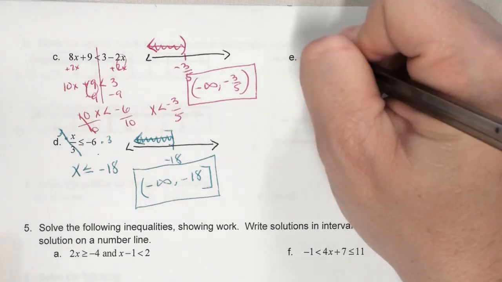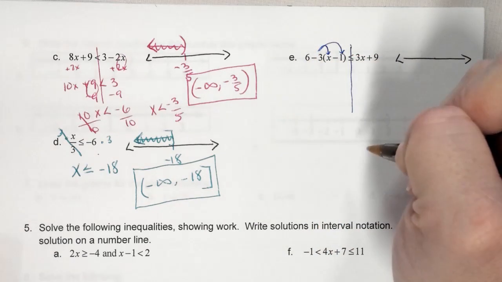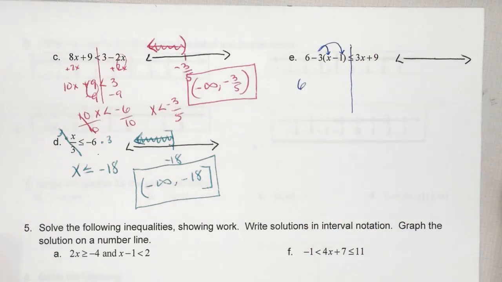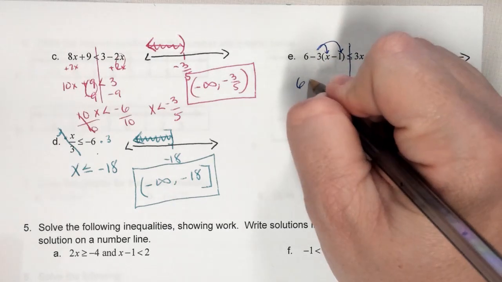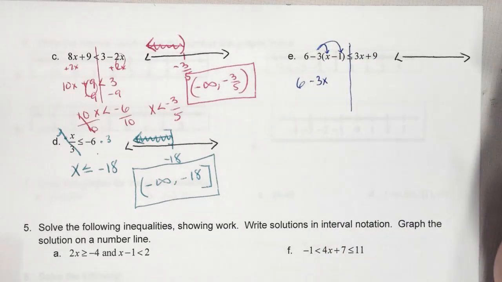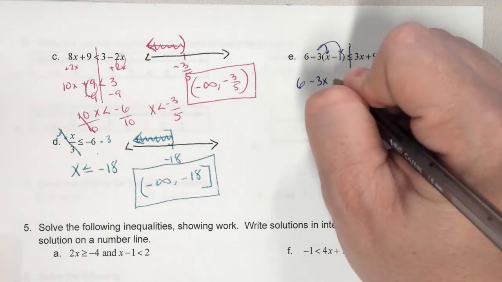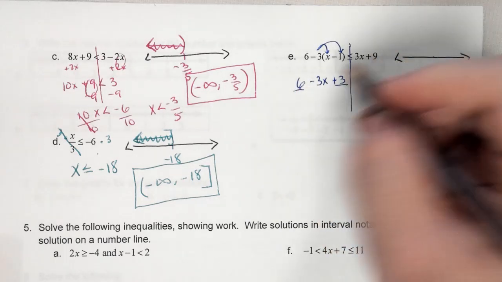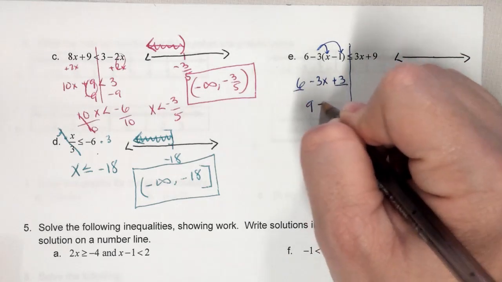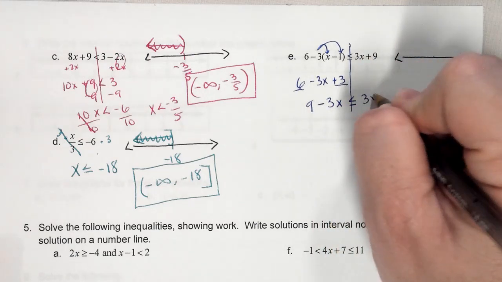Okay. We have to distribute anytime we have parentheses. We're not distributing the 6. 6 is not touching my parentheses. I'm just going to bring that down. I'm only distributing the negative 3. Negative 3 times x is negative 3x, and because I'm distributing, the parentheses is going to go away. Negative 3 times negative 1 is positive 3. And I'm not done simplifying because these are like terms. So 6 plus 3 is 9, so I have 9 minus 3x is less than or equal to. This side is simplified, so I'm just going to bring it down.